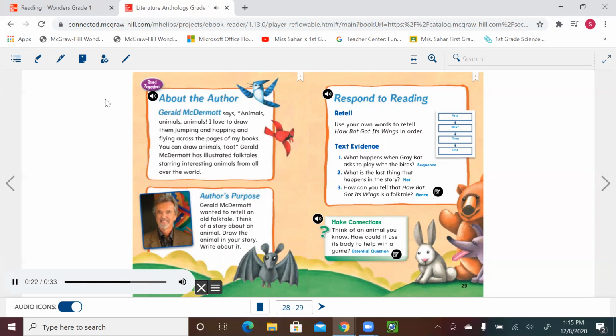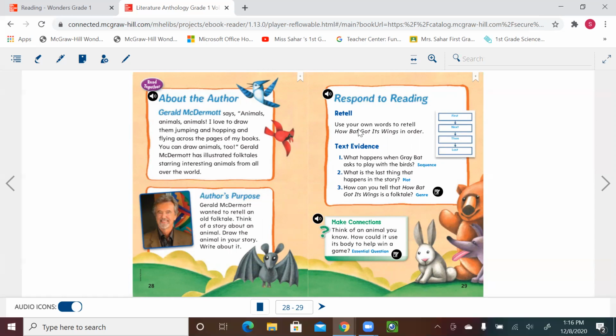Author's purpose. Gerald McDermott wanted to retell an old folk tale. Think of a story about an animal. Draw the animal in your story. Write about it. All right, so as we say, Gerald retold a story that used to be told in his city, and people keep listening to it in a different way.